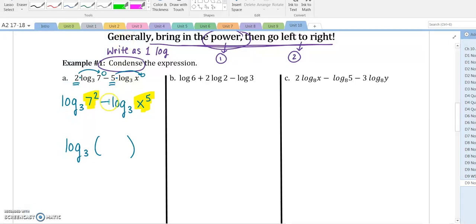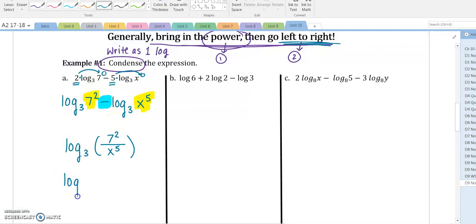So subtraction right here, we should remember that subtraction pairs with dividing. So that means I'm going to take the 7 squared, put it on top, and this is where it says it goes left to right. That's why it matters. So I start with the one on the left, and then I divide by the one on the right because it's subtraction.